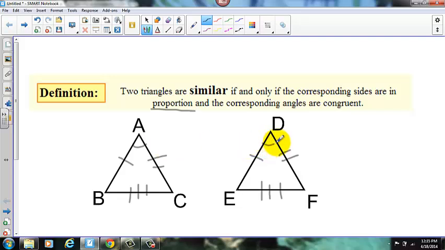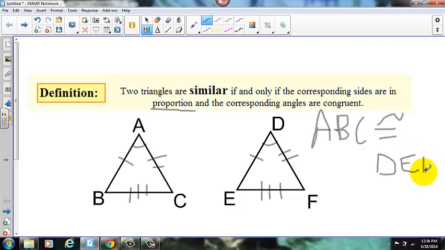For example, we could prove these two triangles are congruent using side, angle, side. So AB and DE are congruent. Angle A is congruent to angle D, and AC is congruent to DF. So ABC is congruent to DEF. So that's something that we learned already in this year. But today we're going to deal with how to prove triangles are similar, not congruent.